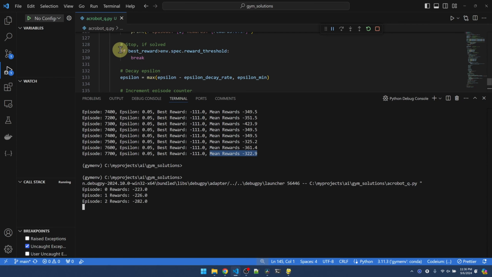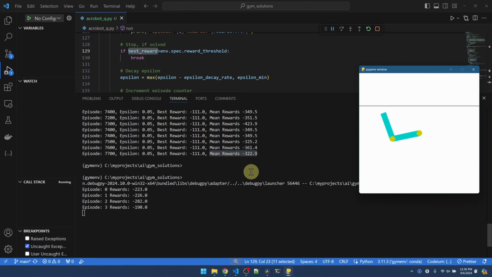So in our code here, instead of using best reward to terminate the training, we can change this to mean reward. And that just means it's gonna take many more thousands of episodes to get the mean reward down to under 100. But I think you got the point. All it takes is more training to get better results. This is good enough for now, so I will end this tutorial.